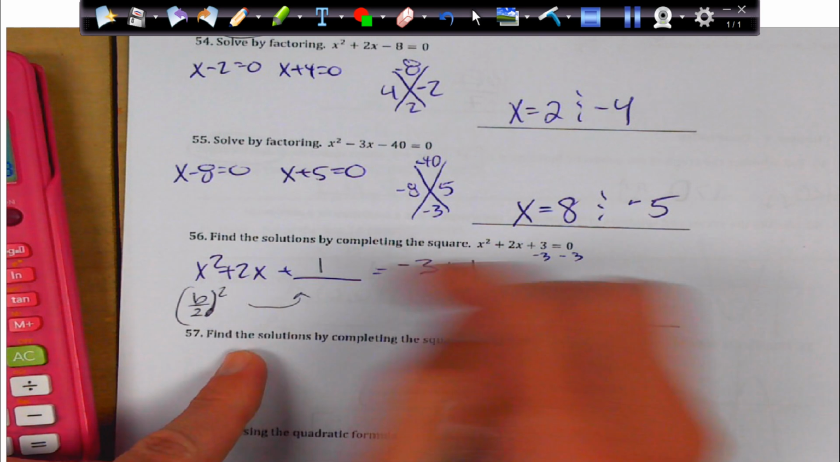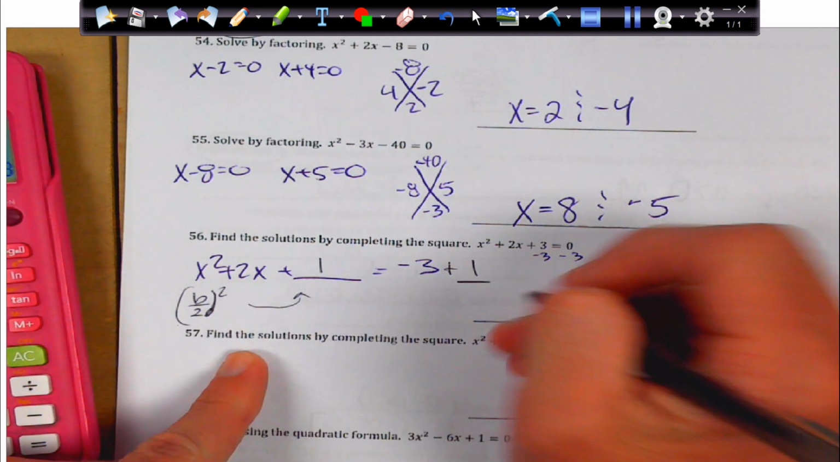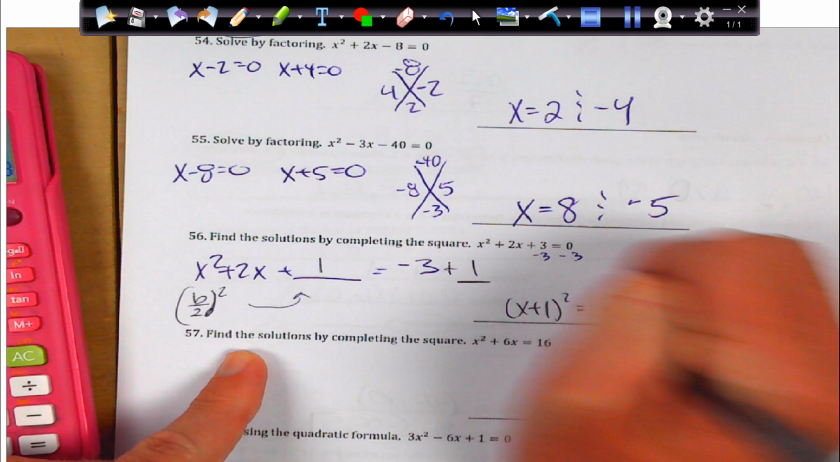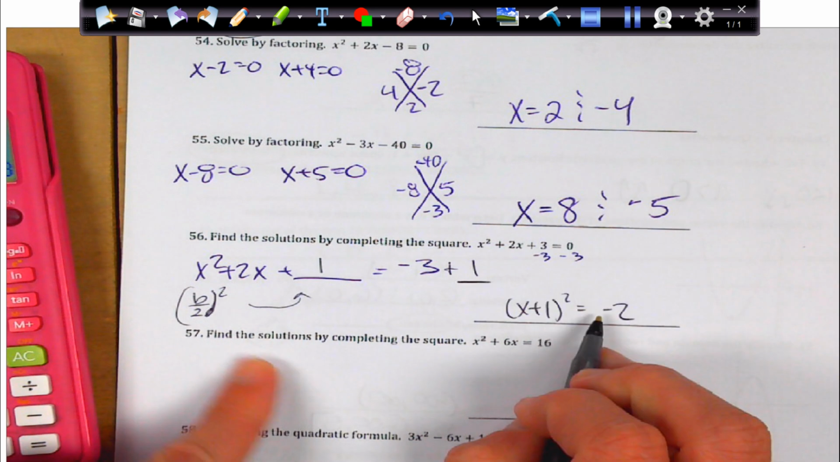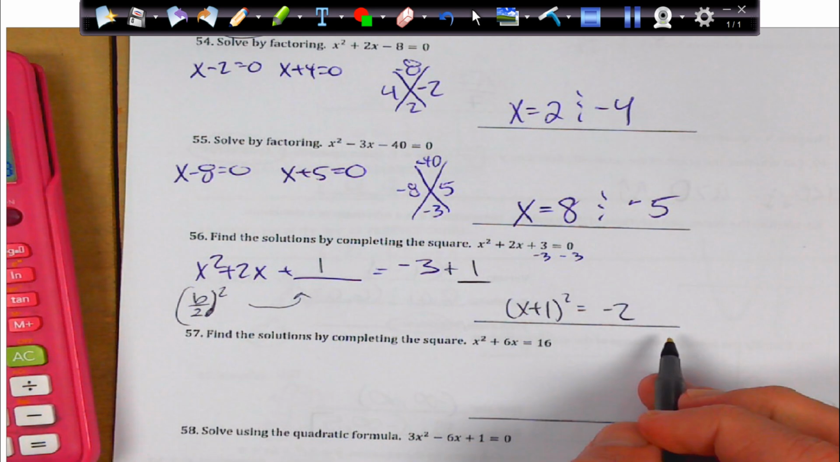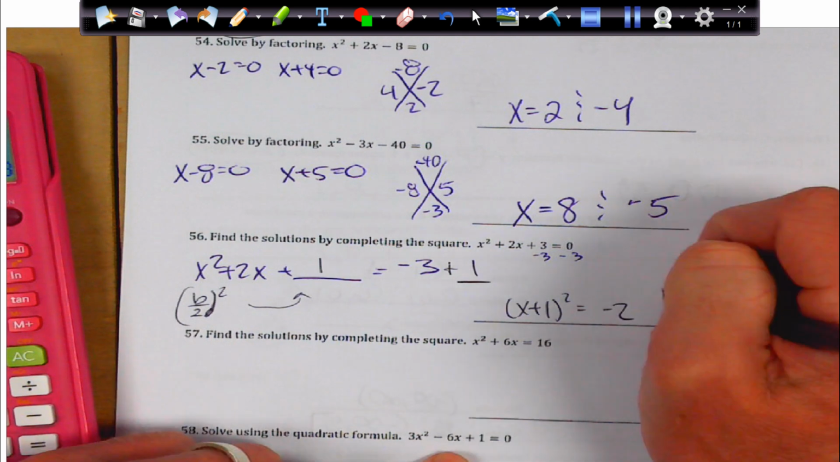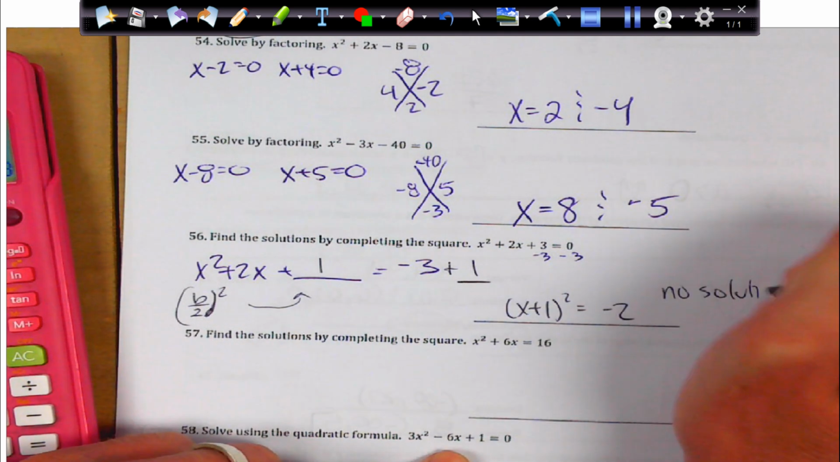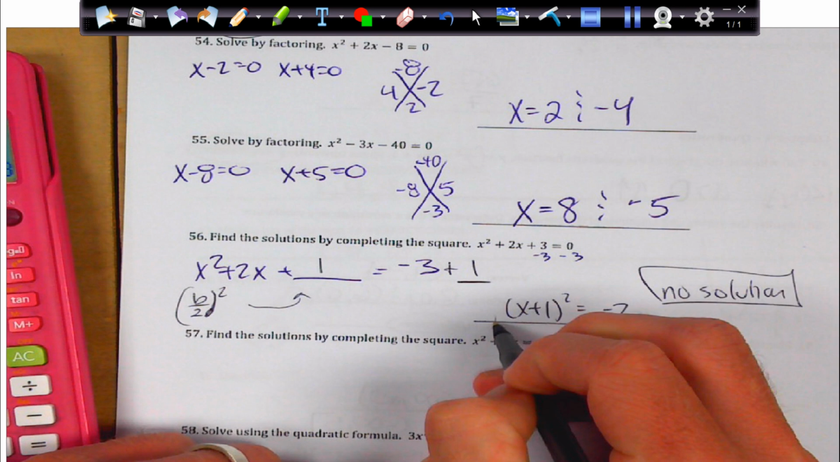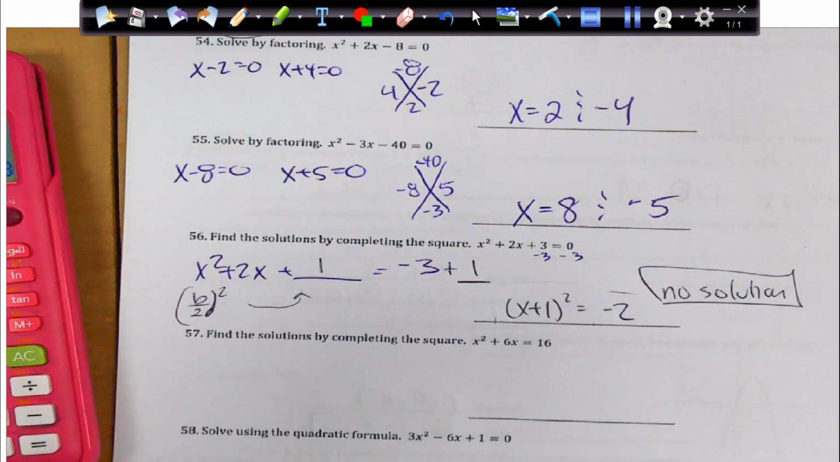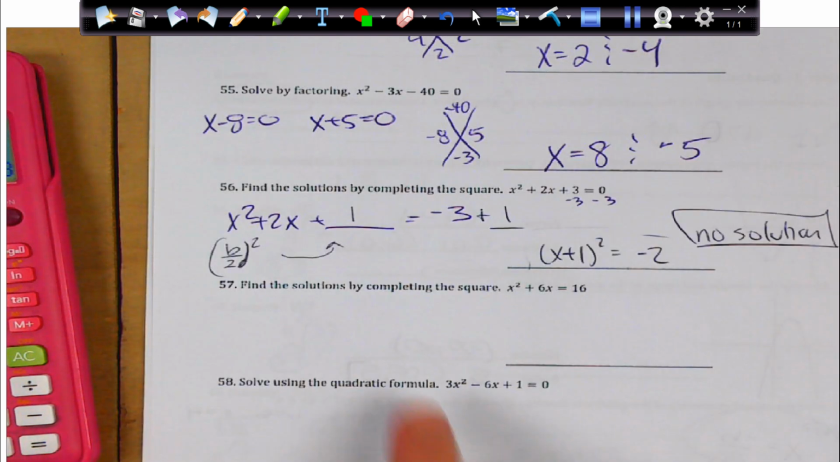this is going to become what multiplies to 1 and adds to 2. That's going to be x plus 1 squared equals negative 2. Now this is negative 2, so it actually has no solution. So we just write no solution, but we tried, because I would square root this, and you can't square root a negative 2.